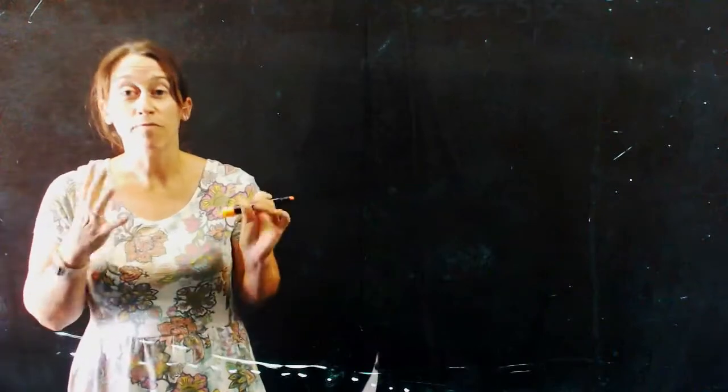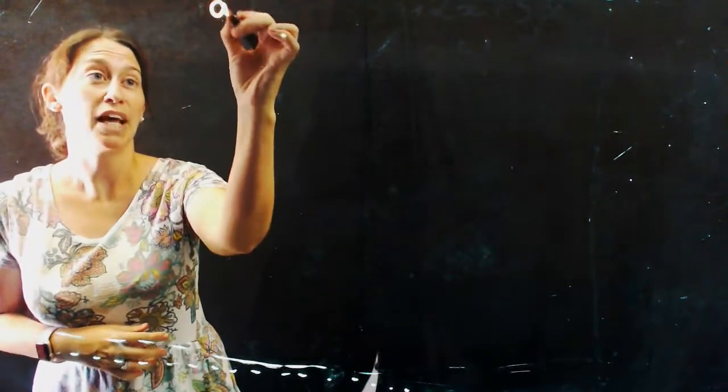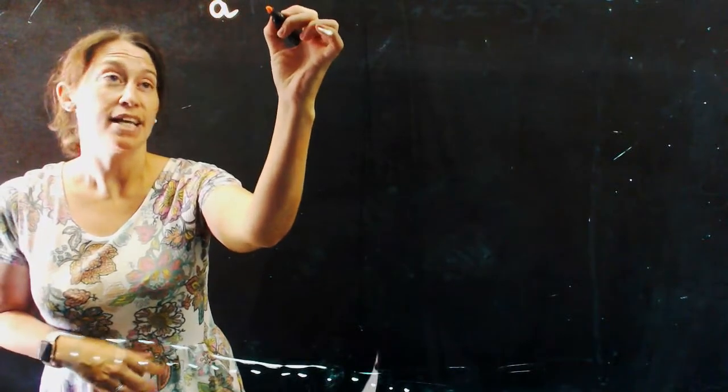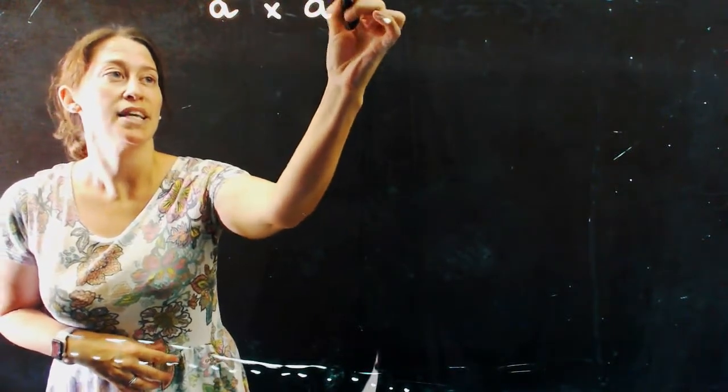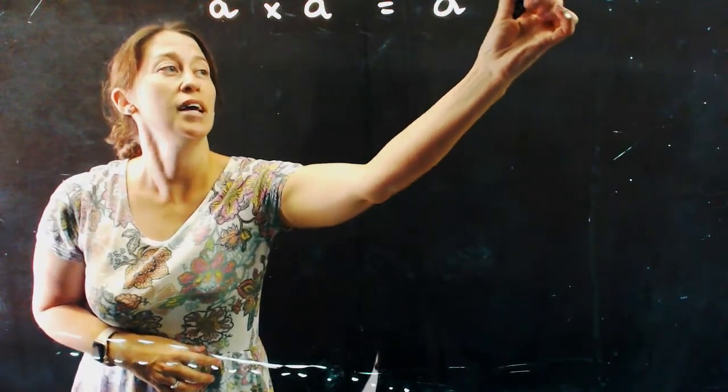In this video, we're going to revise the laws of indices. So I'll start with the multiplication law. The multiplication law is a to the n, where a is the base, multiplied by a to the m. And what we do is we add the powers together. So you get a to the n plus m.